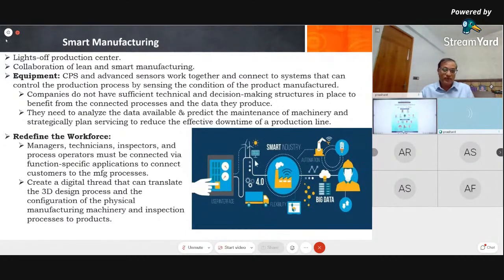Now, to achieve smart manufacturing, the workspace has to be redefined. The managers, the technicians, the inspectors, and the process operators can all talk to each other through the internet, and they can also communicate with the manufacturing machines. So we need to create a digital thread. We will call it a digital thread, which has all these elements in it. Right from the customer's demand to manufacturing capabilities and how the process should be aligned, everything is there in the digital thread until the inspection of the products.